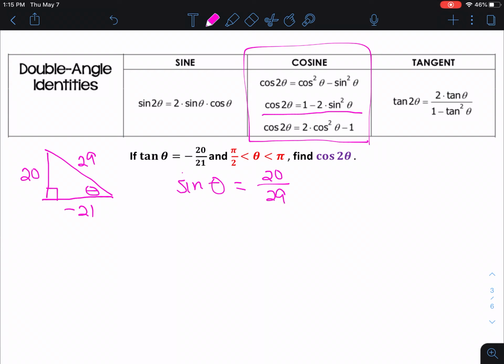Okay, now I'm just going to use that formula up there. It says 1 minus 2 times sine squared theta. So that means 20 over 29 squared. So I just have to simplify this and then I'm done. Okay, so be sure you stick with PEMDAS here. So that means I got to do my exponents first. So it'll be 400 over 29 squared is 841.